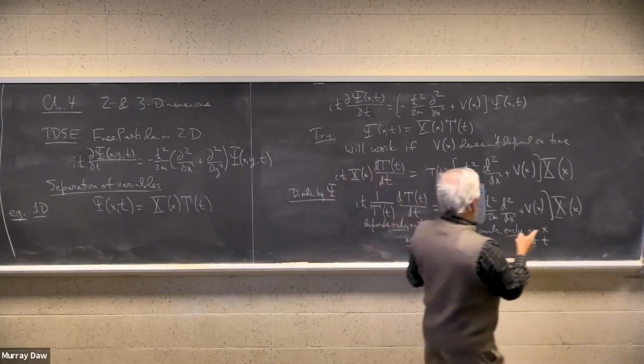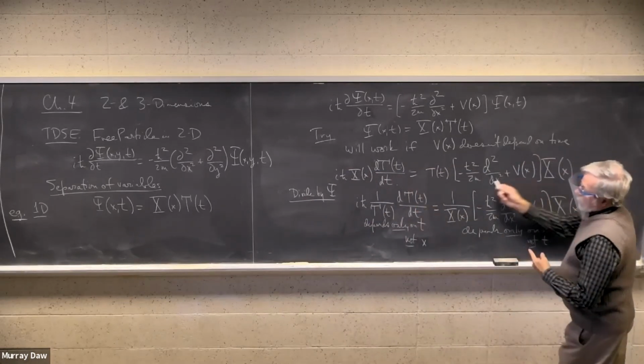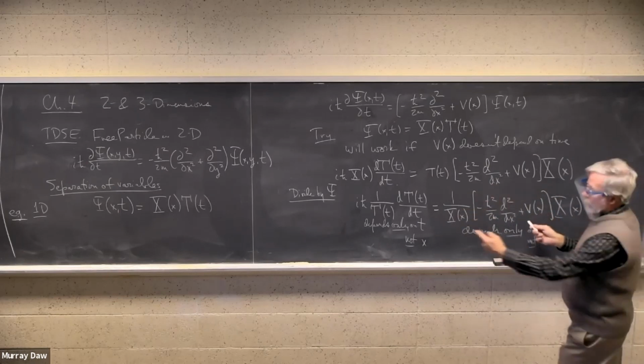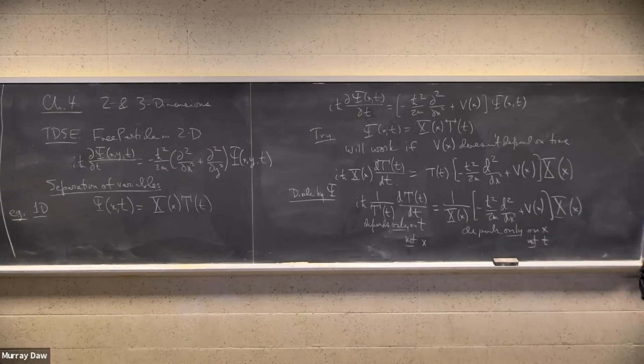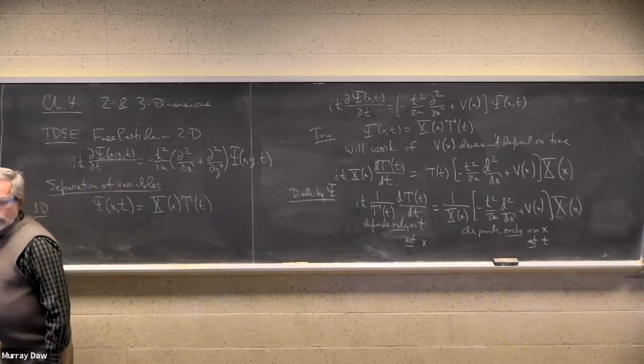When we go over here, we say, well, this depends only on x. If I change t over here, this can't change, so it's constant with respect to t. But they're equal to each other, so they both have to be just constants. Can't depend on x or t. Interesting step. Let it sink in. It's a clever step.